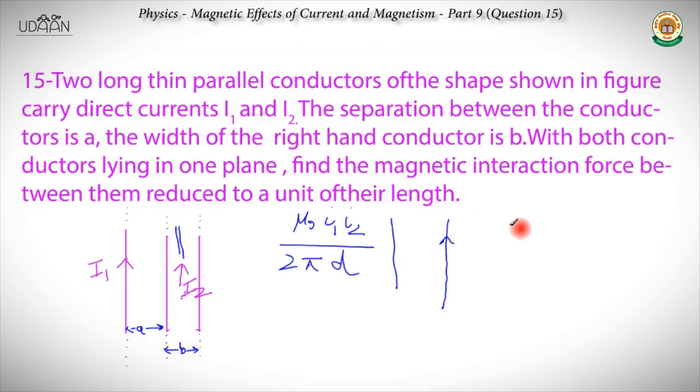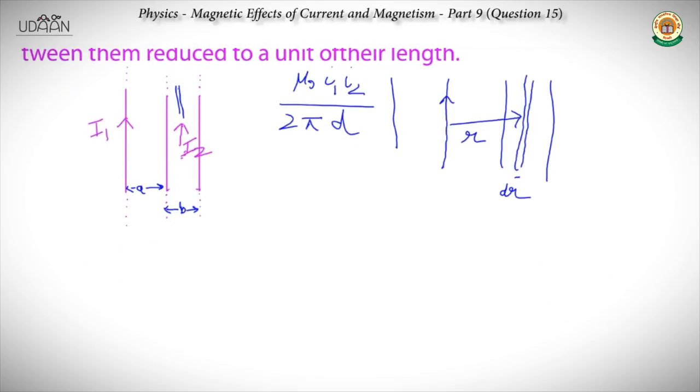This is one wire, and let's say we consider this wire at a distance r and with width dr. So basically this small thing, the small width dr, we are considering to be a whole wire.